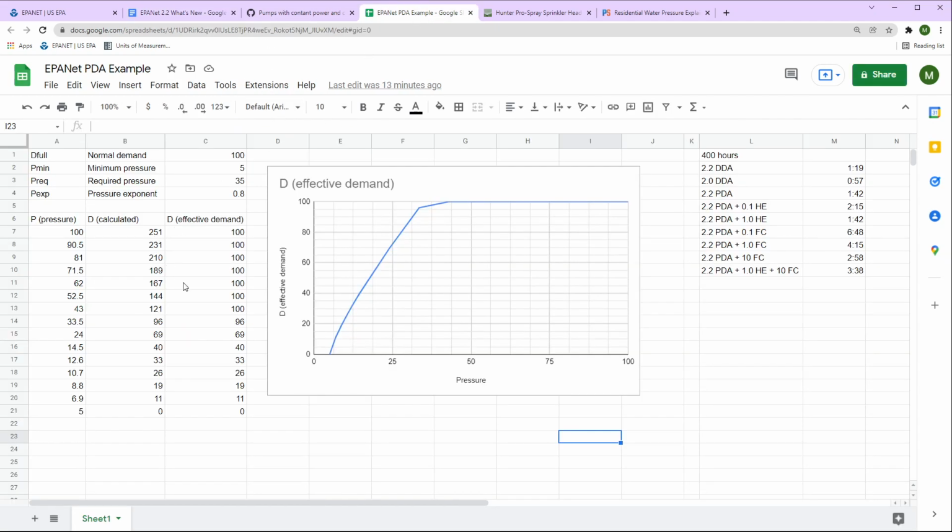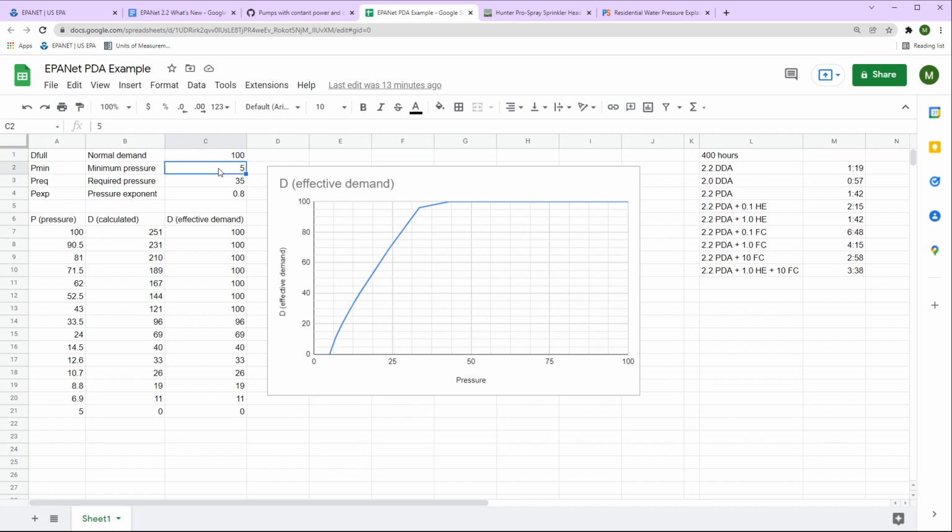So here's how this works on the pressure dependent analysis. For just the example purposes, I am showing a normal demand of 100. This could be GPM, this could be cubic meters per second, whatever the case may be. We're just using unitless. Again, pressure unitless because it kind of doesn't matter in the formula.